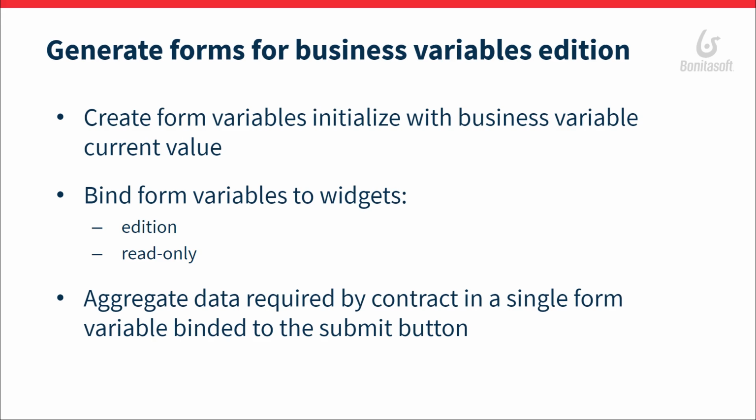These form variables will be automatically generated with the appropriate REST API call to get the value of the business variable. And then this form variable will be bound to two different kinds of widgets. A widget for edition, like for example an input widget, a date picker, and so on. Or if the attribute is not part of the contract, the attribute of the variable can be displayed in a read-only way, using a text widget. So this will be read-only.